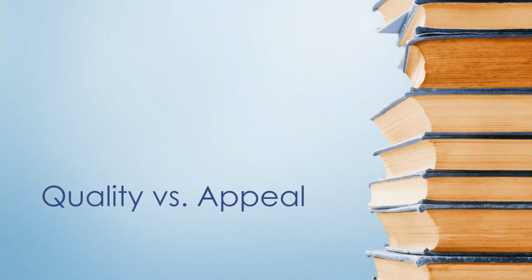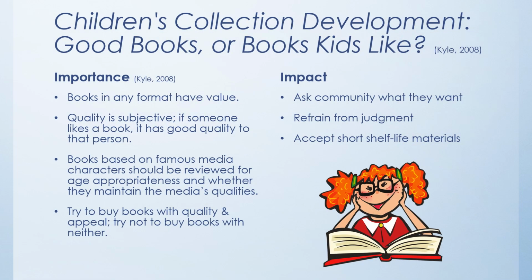So, let's talk about quality versus appeal of books. In the article "Children's Collection Development: Good Books or Books Kids Like," Kyle made some important points. Books in any format have value. Quality is subjective. If someone likes a book, it has good quality to that person. Books based on famous media characters should be reviewed for age appropriateness and whether they maintain the media's qualities. Try to buy books with quality and appeal. Try not to buy books with neither.